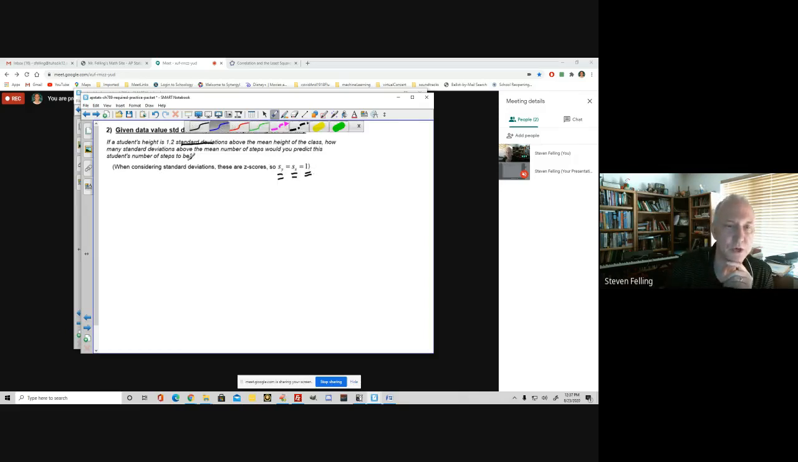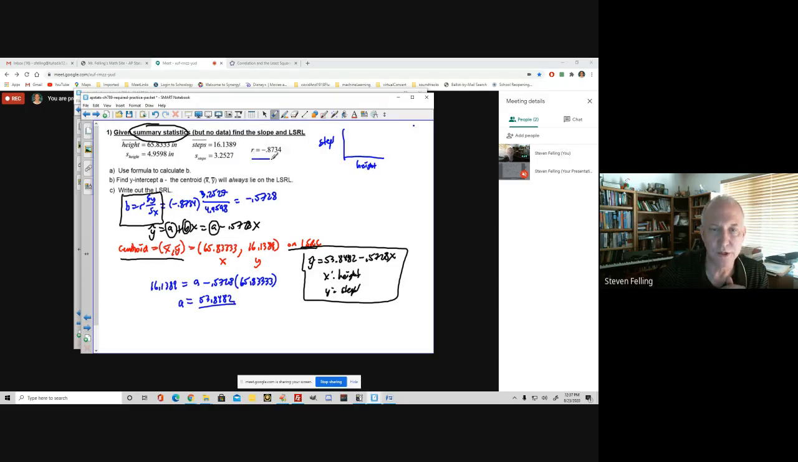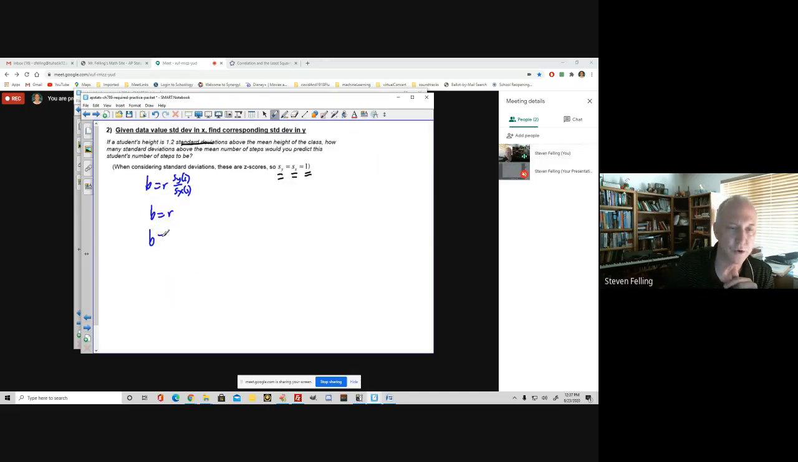So if I start with that equation, which is b equals r sy over sx, that means that since sy and sx are both 1, this is just 1 and this is just 1, b is equal to r. In other words, the slope is equal to the correlation coefficient. Right, so they told me that the correlation coefficient for this data was negative 0.8734. So that means that my slope is negative 0.8734.